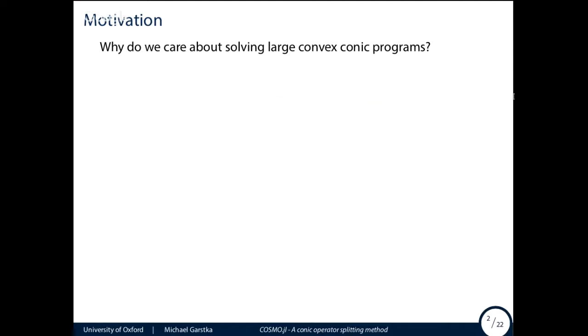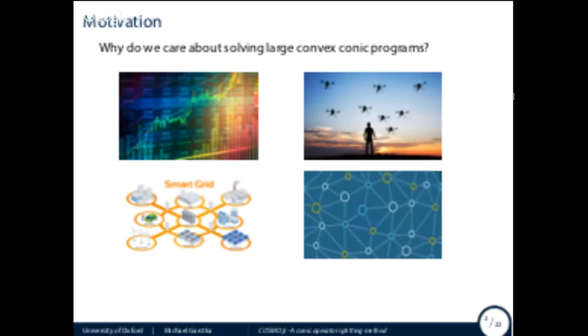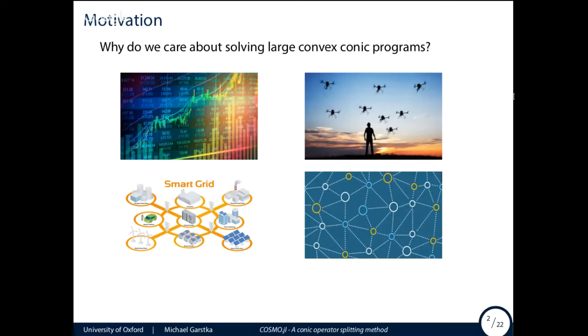Why do we care about solving large convex conic programs? That's something I have to explain every time I go home and talk to my family members when I explain what I do in my PhD. And the answer is quite simple. They actually appear in quite a lot of applications.